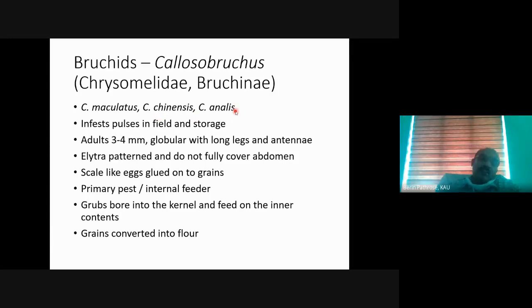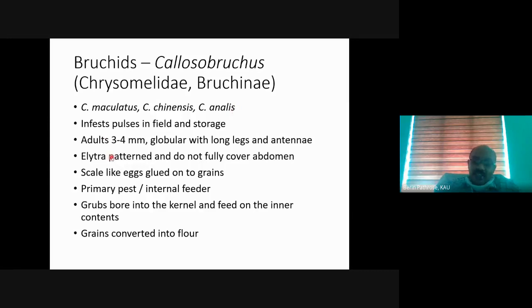And one more character of this pest we had discussed yesterday. This is a pest which starts its infestation in the field itself. It has the ability to lay eggs when the crop is in the field itself, and the pest insect will be carried over to storage.